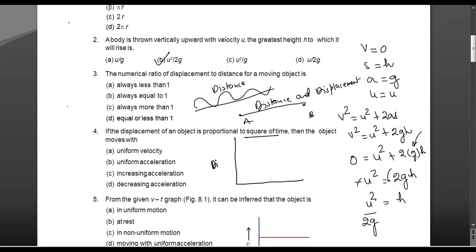If I say displacement, and the square of time is t square, for example in 1 second, 2 seconds, 3 seconds, 4 seconds, the time square will be 1, 4, 9, 16, 25. It means it is not covering equal distance in equal time intervals. Let me explain this in great detail.